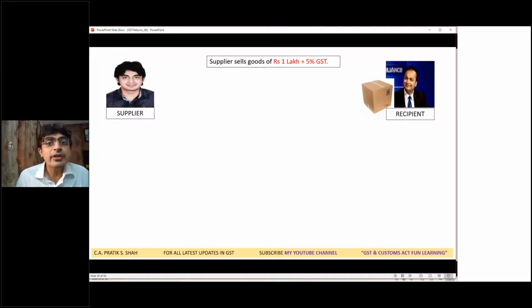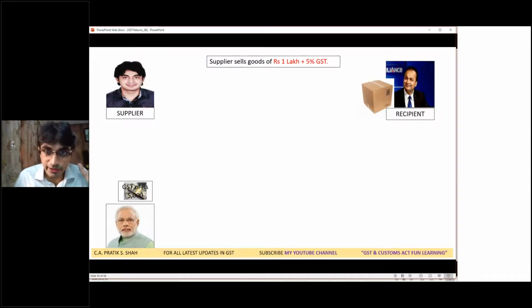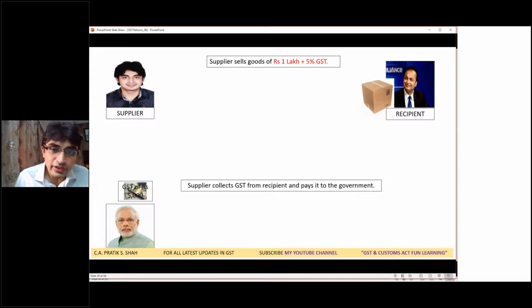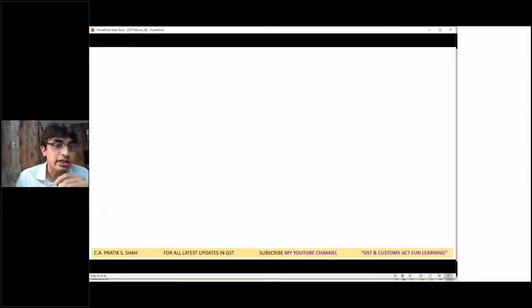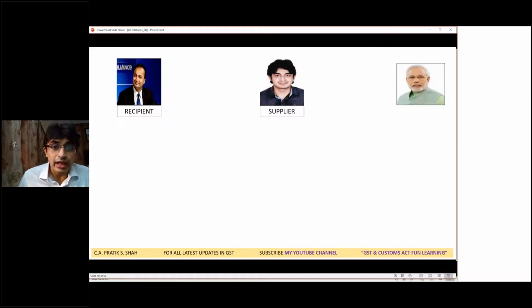Now from this recipient, I will collect 1 lakh, which is my money. And I will also collect GST of 5,000. This GST that I have collected, I will pay to the government. So the supplier collects GST and pays to the government. See how it works. The recipient pays GST to me and I pay GST to the government.